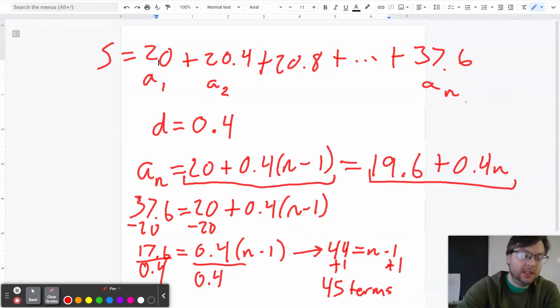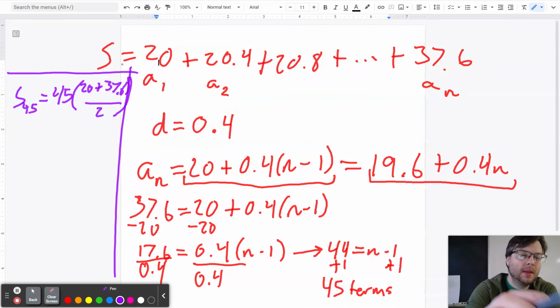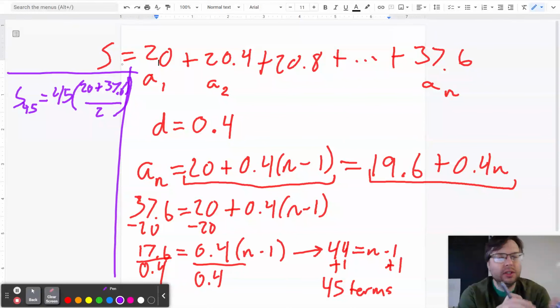Now it says to find the value of the sum. So I'm going to use our sum formula that we've gone over several times, where the sum of 45 terms is going to be 45 times the first term plus the last term, divided by 2, because that will give you the average value. And so when you add n copies of the average, you get the sum.